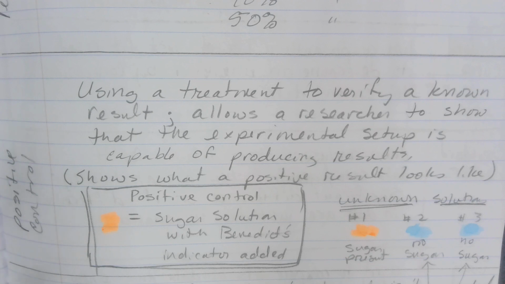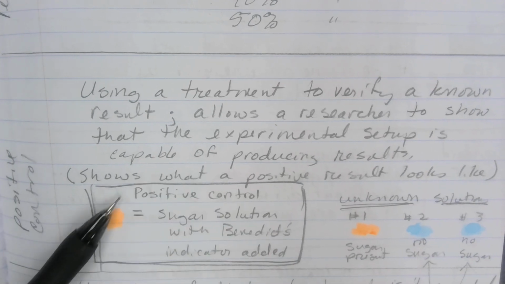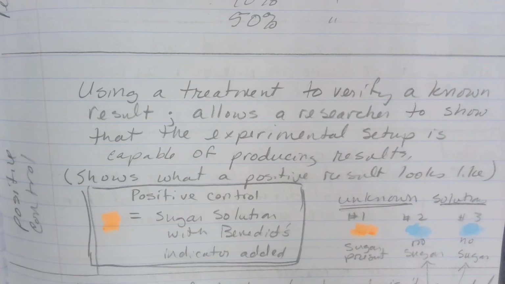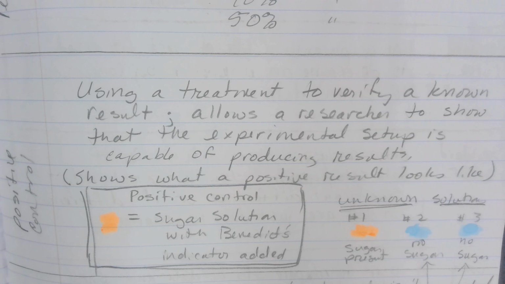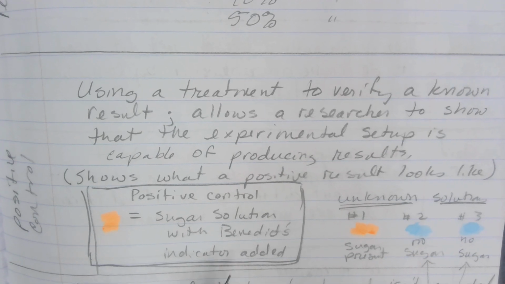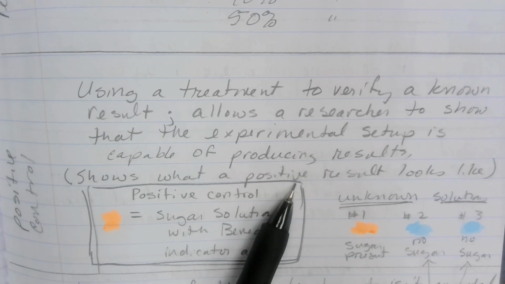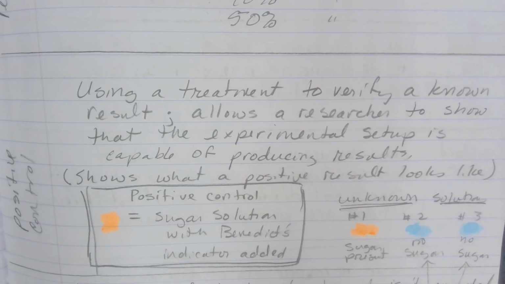And when I think of a positive control, I think of the fact that a positive control is going to show me what a positive result looks like. So, for example, I know Benedict's solution, Benedict's indicator, tests and shows that sugar solution is present. But I don't know what it looks like when sugar's there. So I make a sugar solution. I make a solution that I know has sugar in it, and I add that indicator to it, and I look to see what it looks like. This is an example of a positive control.